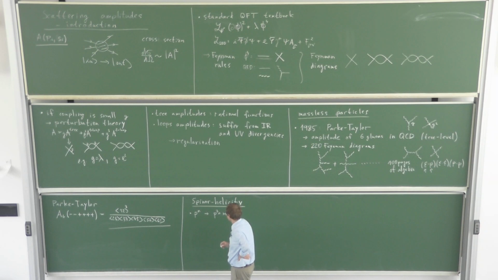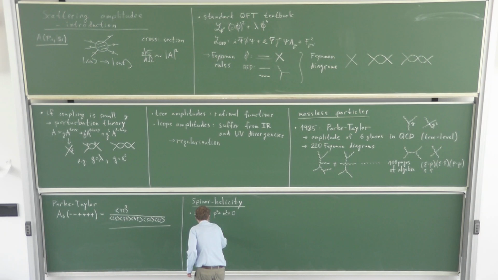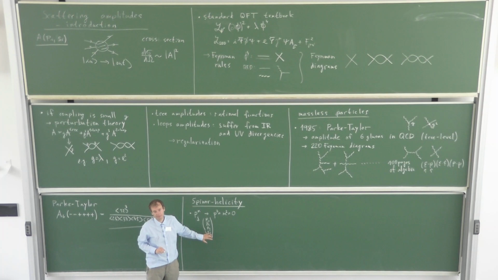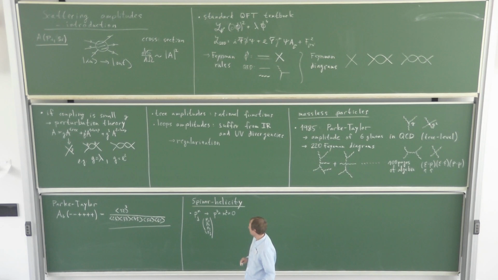But there are better variables which store the same degrees of freedom as the four-momentum p^μ. The four-momentum p^μ has 4 degrees of freedom in 4 dimensions. And we have one condition, p² equals m² equals zero, so we have only 3 degrees of freedom left. We would like to store these 3 degrees of freedom in a different way, which would be useful for our calculations.